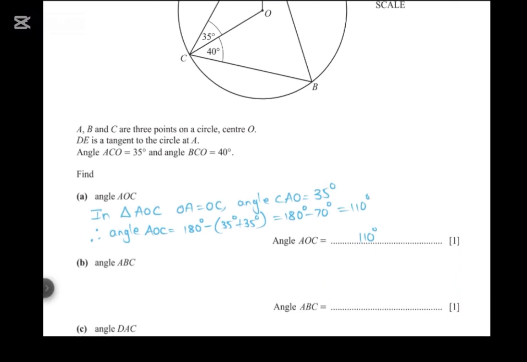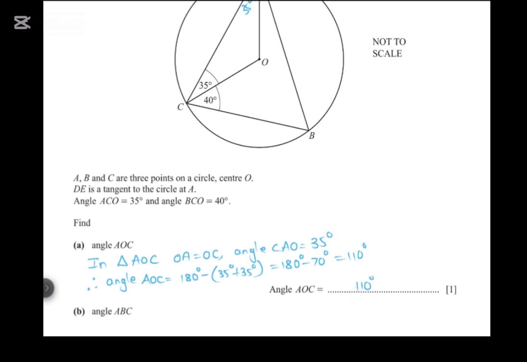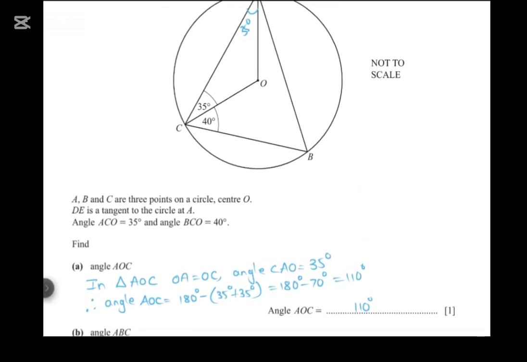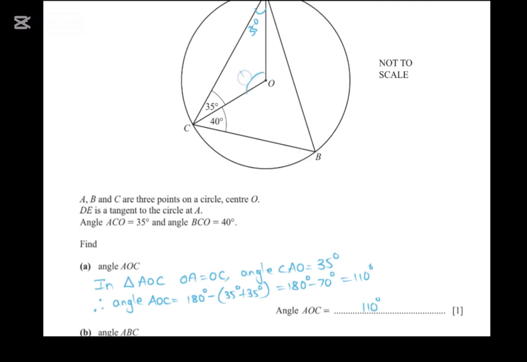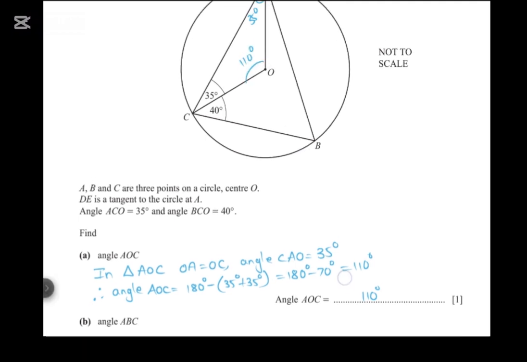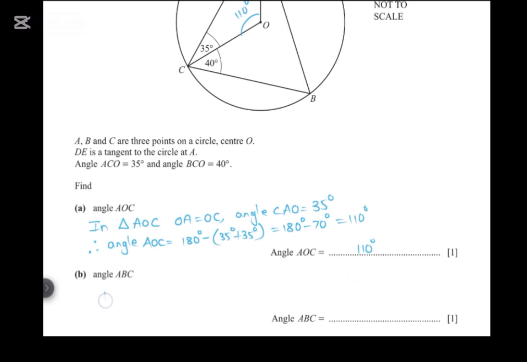Question number B now. Angle ABC. So angle ABC is this angle, this one. When you go through the circle theorems, you should remember that when we know the angle at the center, we can find the angle at the circle, because the angle at the center is double the angle at the circle. So the angle at the center is 110. So the angle at the circle will be half of it. That is 110 divided by 2, which is 55. So angle ABC is 55 degrees.